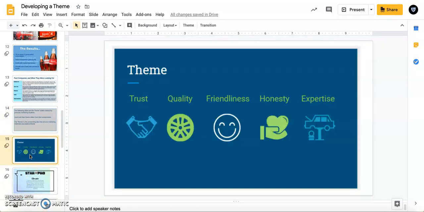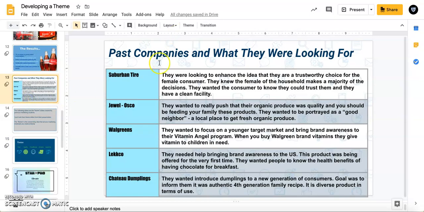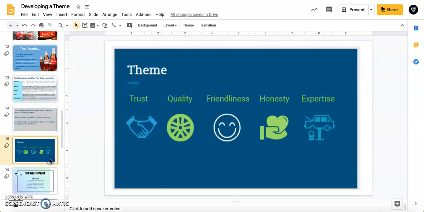So this group said, hey, this was for Suburban Tire. They were like, in our campaign, you're going to see these 5 words all the time: trust, quality, friendliness, honesty, and expertise. Because if you go back up here, you can read about Suburban Tire, and that's kind of what they were looking for. So this team, they just made it really simple. They said, hey, you're going to see these words throughout our campaign. This is what we're focusing on.